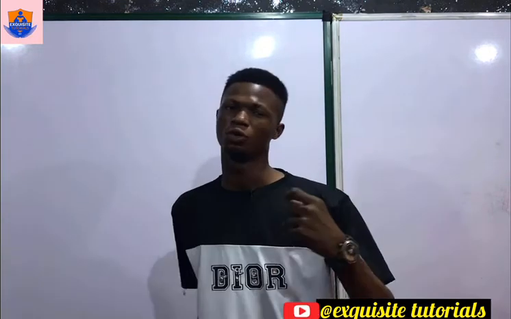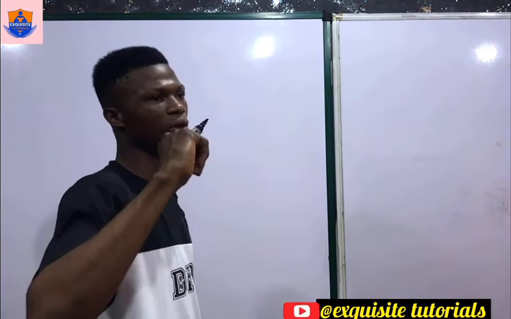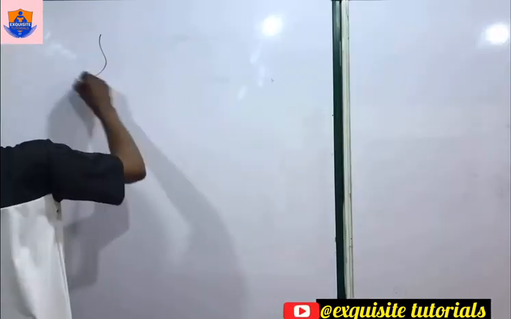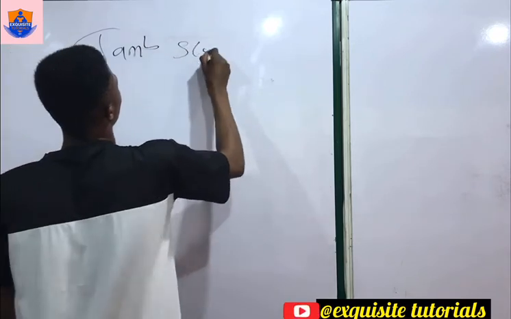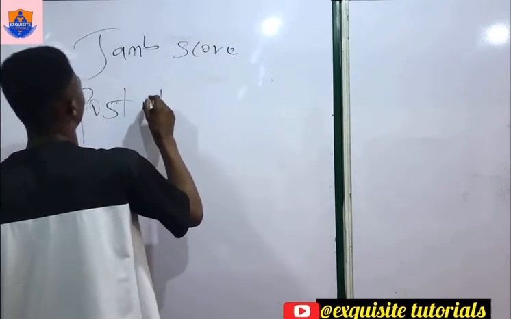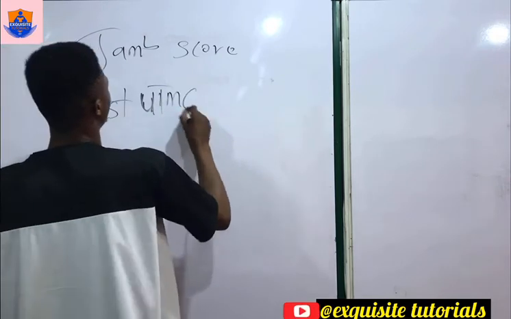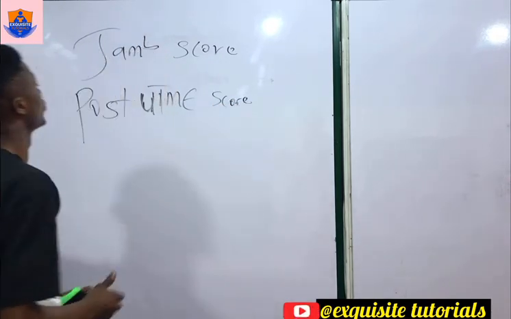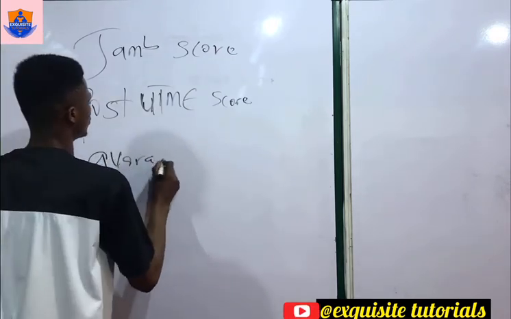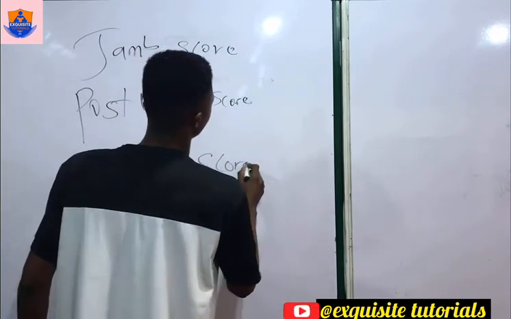Okay, now let's proceed. Many students don't really understand how admission is given, and understanding this is going to help you a lot and clear off your doubt. Let's say, for example, I want to give you a tip of how you get your merit into a university. We have your JAMB score, we have your post-UTME score, and we have the average score. Now this is how it works.